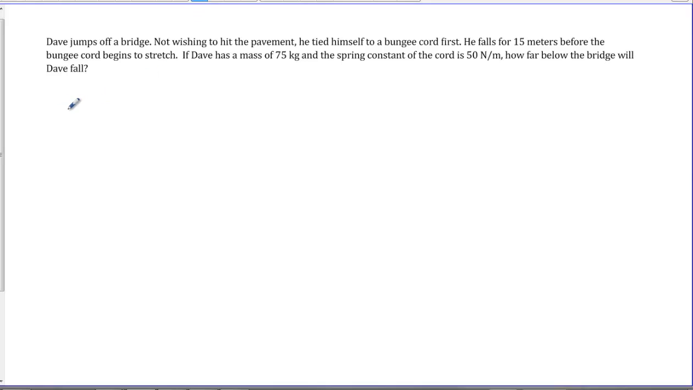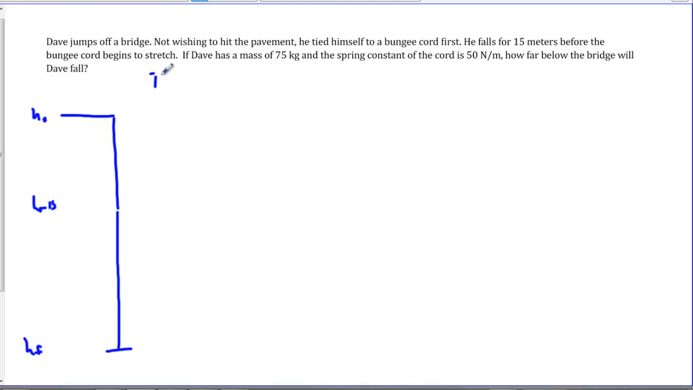Now this problem is kind of interesting because it involves all the different forms of energy. So this is my bridge up here, and this is h0 because this is where he started. It's not zero height, it's just where he started. And then 15 meters below that, so h0 minus 15, I have where the spring starts to stretch, and then somewhere down here, my h final is actually where he stops and comes back up. And I'm actually trying to find that whole distance. I'm going to do this with the conservation of energy.